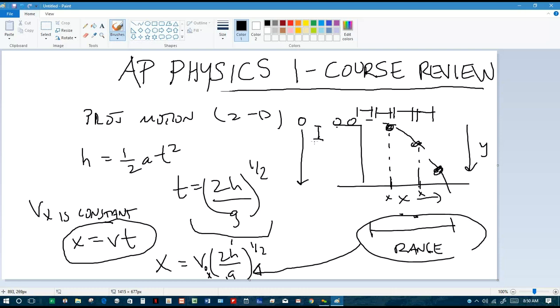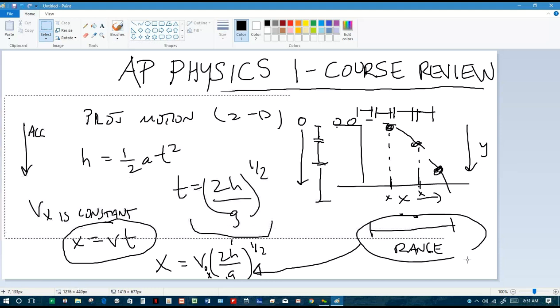Also vertically, it doesn't fall equal distances each second. In the first second, if it fell that distance, in the next second it falls a larger distance, and in the third second it would fall a larger distance because the acceleration is happening only along the vertical axis, which is straight down. Right? Okay. Moving on.